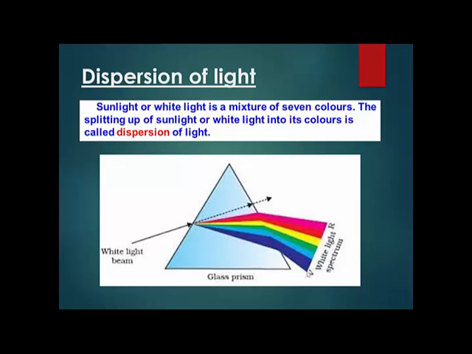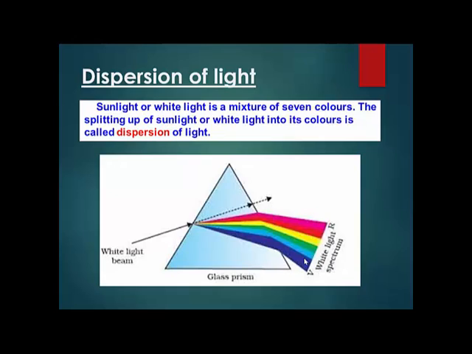What is making the white light split? Here the triangular prism is making the white light split. This triangular prism only is making this one white light split into 7 colors. Now this splitting of colors is called dispersion of light, because light gets split, light gets dispersed.